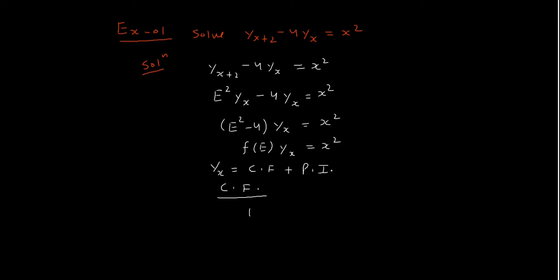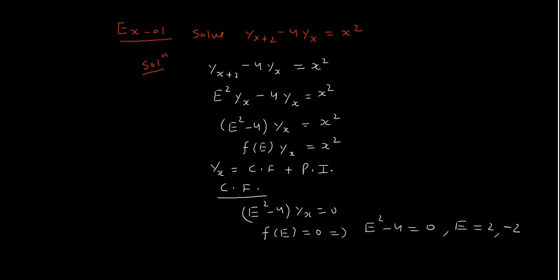E square minus 4 equal to 0. So after putting f of E equal to 0, this implies that E square minus 4 equal to 0. What is the value for E? E equals 2, minus 2.